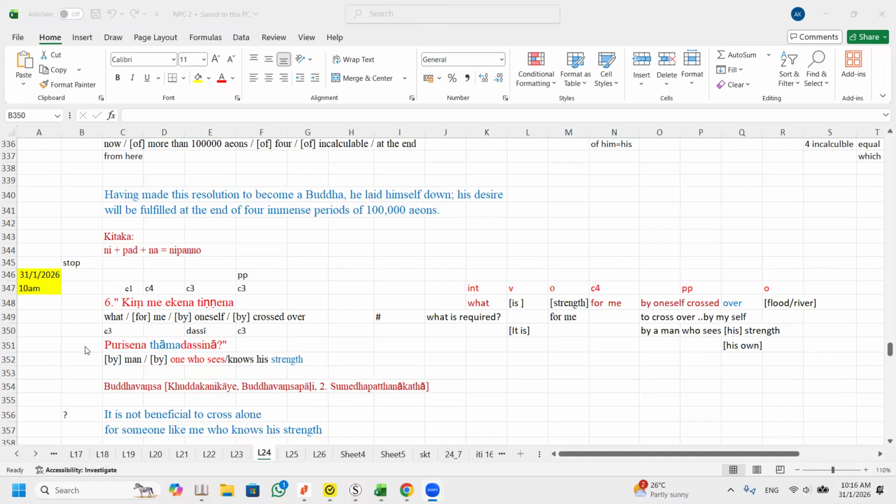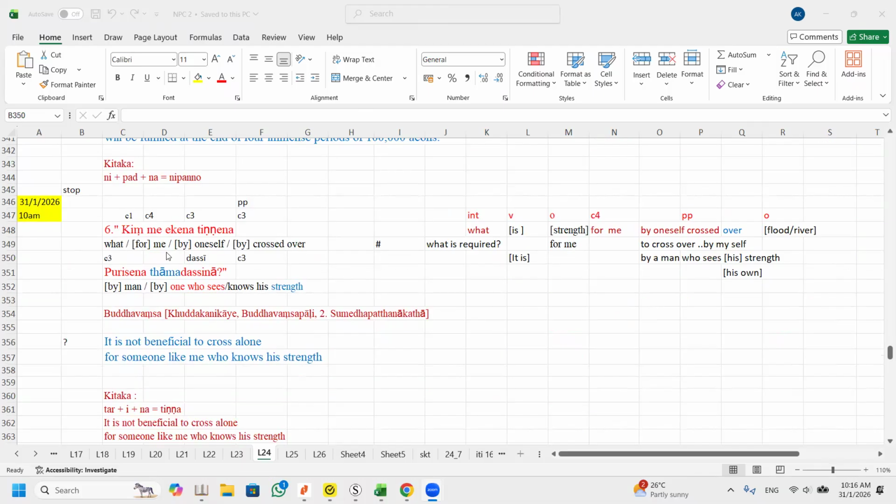Good morning, everybody. Exercise number 6, lesson 24. Our sentence is Kimme ekena tinena. The case is already there. This is a pronoun, and this C1 means nominative. A word can have many cases, so in this case I put 4. You can figure it out.